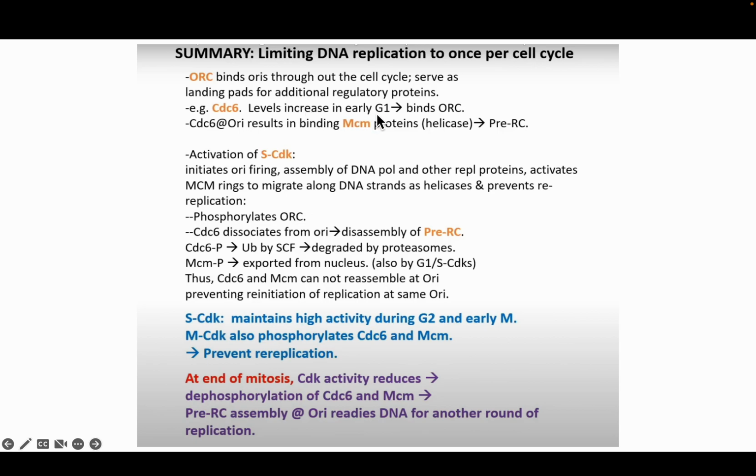CDC6 levels increase in early G1 and it binds ORC. CDC6 at ORI results in binding of MCM protein, and hence forms the pre-replication complex. Activation of S-CDK initiates ORI firing, assembly of DNA polymerase and other replication proteins, and activates MCM rings to migrate along DNA strands as helicases, and prevents re-replication.